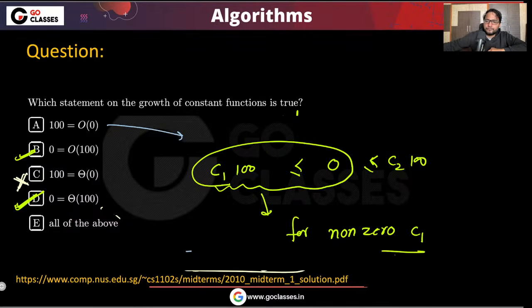is this true? No, right? For any non-zero C1, it cannot be true. I mean for non-zero and greater than 0, for any positive C1, is this true? No, right? However small you take, it is always greater than 0, so you can't make it true. So that's why this D is false.